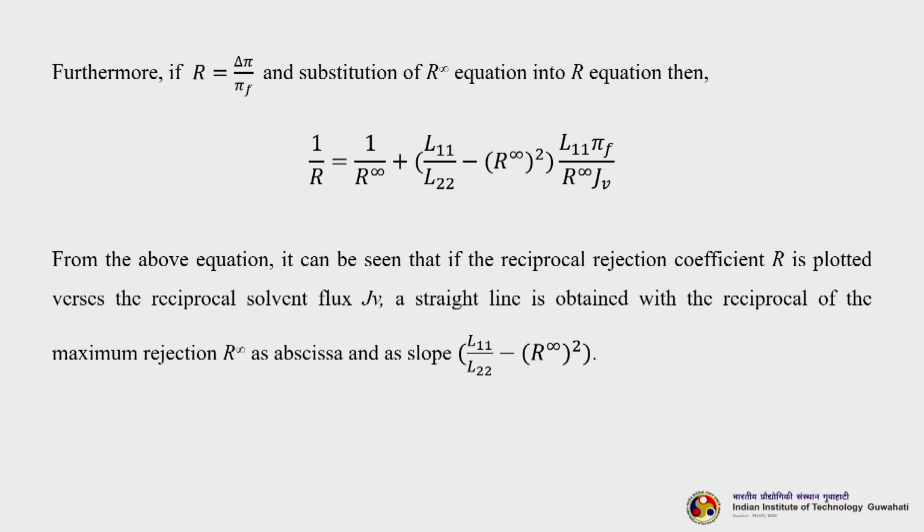Furthermore, if you can express rejection R in terms of osmotic pressure, delta pi by delta F, and substituting R infinity into the above equation, we get 1 by R equals 1 by R infinity minus this particular equation. Now, from this equation we can see that if the reciprocal of the rejection coefficient R is plotted versus the reciprocal of the solvent flux Jv, a straight line is obtained, with the reciprocal of the maximum rejection R infinity as the intercept, and this is the slope.